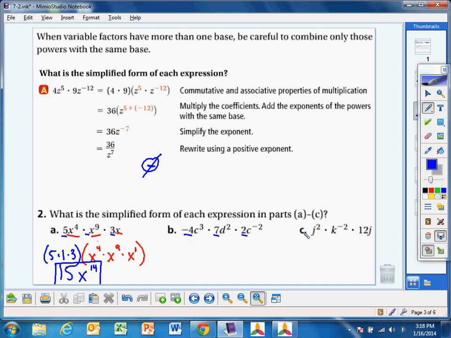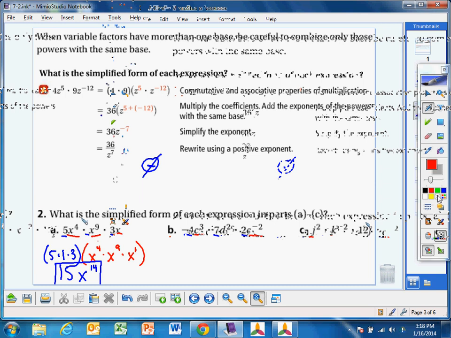-4, 7, and 2. Sorry if I'm weird, I'm frustrated. C to the 3rd, C to the -2, and then this little d squared all by itself.